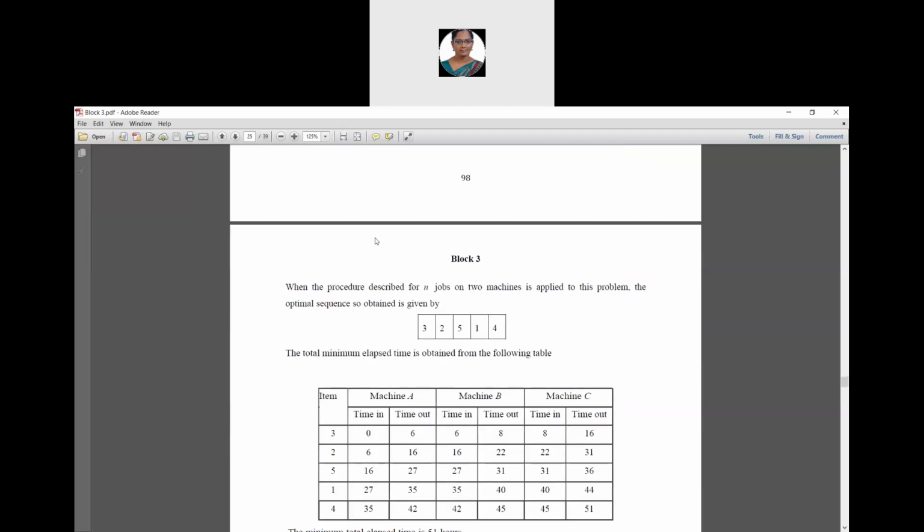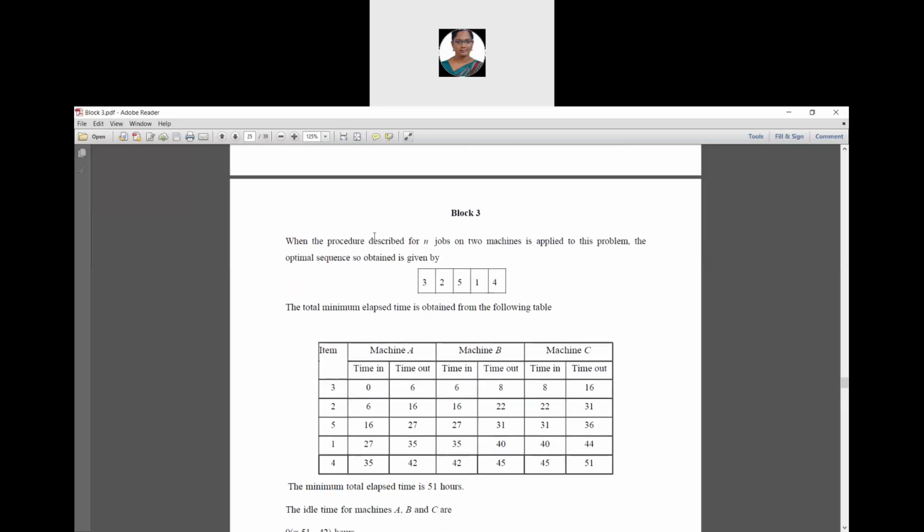Then we have to find the optimal sequence for the converted two machine problem. When the procedure described for n jobs on two machines is applied to this problem, the optimal sequence obtained is 3, 2, 5, 1, 4. Next, you are going to find the minimum total elapsed time.